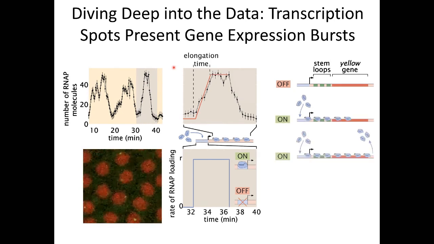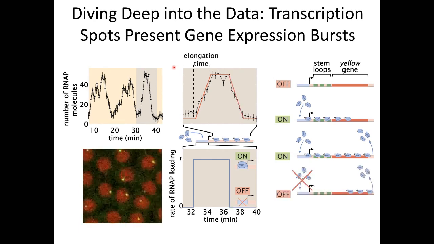If the first polymerase makes it all the way to the end and falls off, but you still load polymerases from the other side, now you're going to have a constant fluorescence level. And finally, once you turn off the promoter, you're going to lose polymerases and fluorescence at the same rate that you loaded them. What I'm trying to tell you here is that this data is consistent with our model where the promoter was on for a small period of time, these so-called transcriptional bursts.